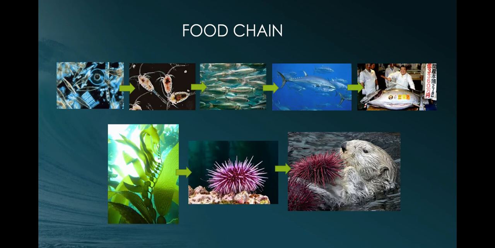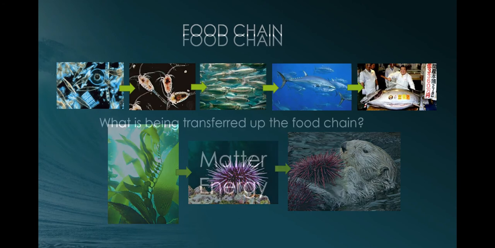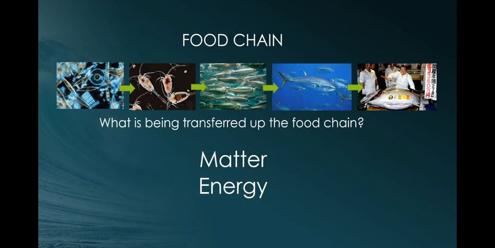We saw another food chain last week when we talked about the idea of trophic cascades and keystone species. We had kelp at the bottom, they were our primary producer, and we had a grazer in our purple sea urchin, and then we had a predator here in our sea otter. So what's actually moving through the food chain when we make it? The things that are transferring in a food chain are matter and energy.